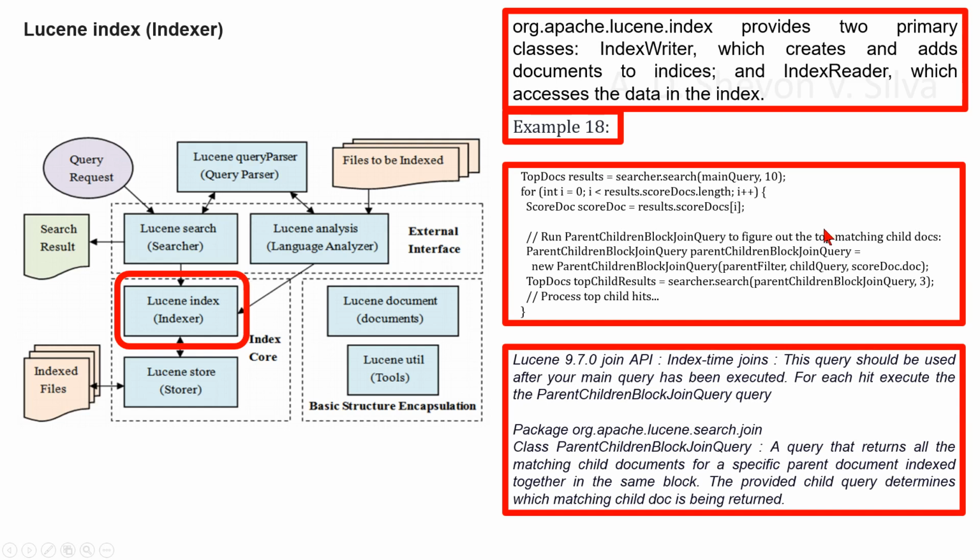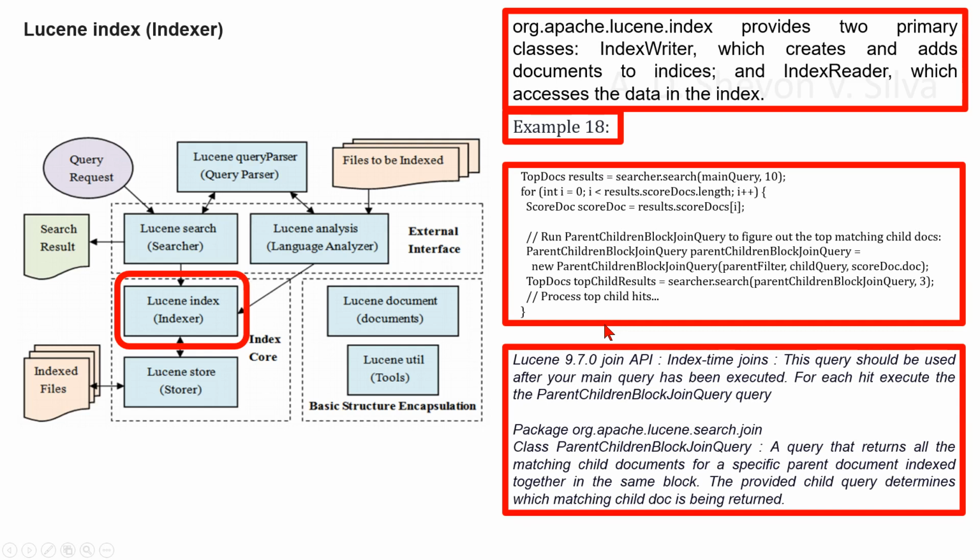At search time, the to-parent block join query remaps join matches from any child query, that is a query that matches only child documents, up to the parent document space. The resulting query can then be used as a clause in any query that matches parents.